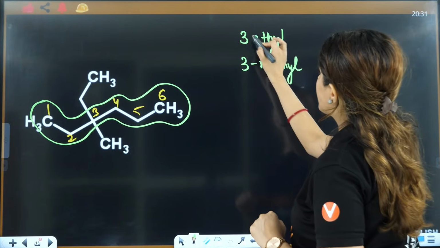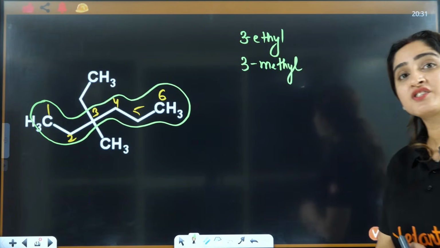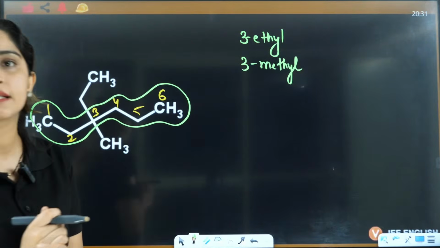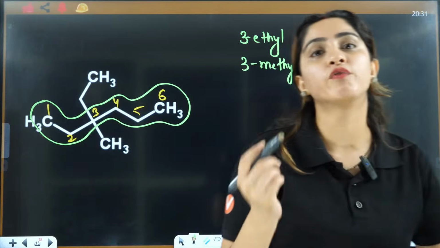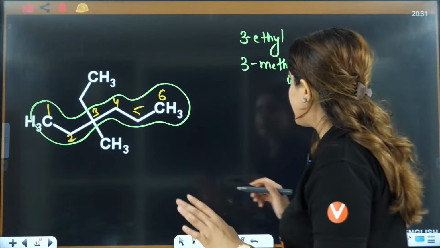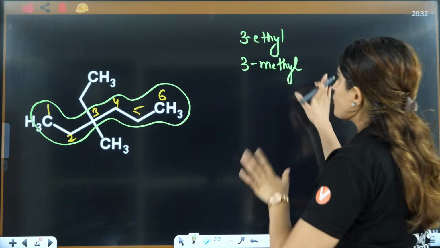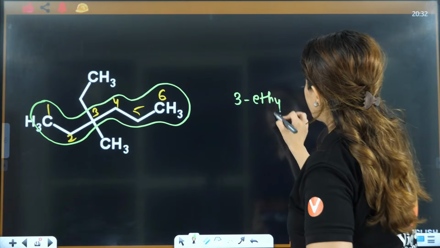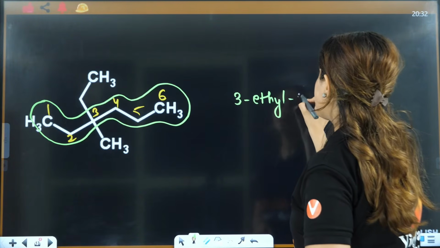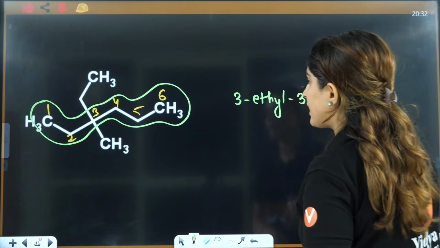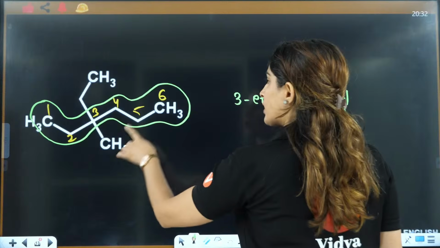Okay, now the question is, ma'am, what should I write first? Should I write ethyl first or methyl first? For that you will prefer alphabetically. That means E comes first. So what you will do? You will say 3 ethyl, then you will say 3 methyl. 3 ethyl, 3 methyl, and here it is, what it is?